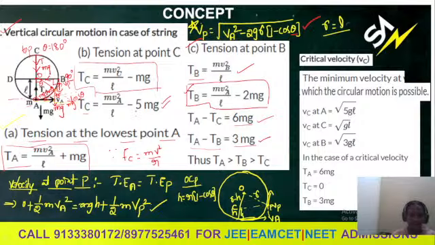And by comparing these equations, tension at the bottom of the circle is maximum: TA is greater than TB is greater than TC. So at the topmost point, tension is minimum. TC is the tension at the top of the circle. TA is the tension at the bottom of the circle.